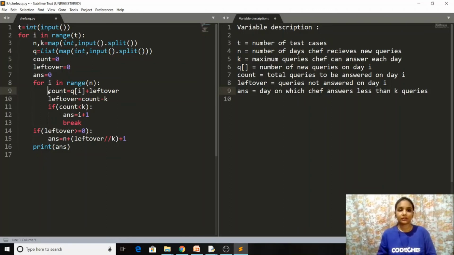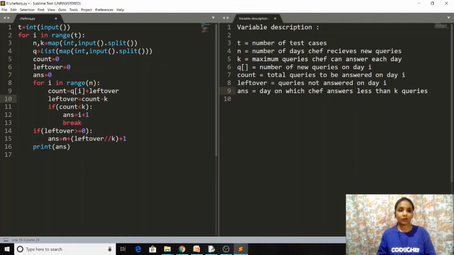So the total queries that chef will need to answer will be the new queries of that day, that is q[i], and the leftover queries of the previous day. And after calculating the total, we will calculate the leftover for that particular day. So for that particular day, the leftover will be the total, that is the total number of queries chef has to answer on that day, that is count, minus k, the maximum queries that chef can answer on that day.